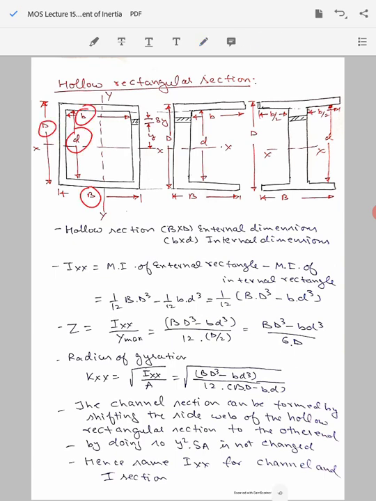Right now we are focusing only on this particular figure, that is a hollow rectangular section, and later on we will talk about the remaining two figures, which are C and I shaped sections. For this hollow section, as I told you, the B cross D are the external dimension and small b cross small d is the internal dimension of this figure. The moment of inertia of this hollow rectangular section can be calculated using the third proposition, that is the moment of inertia of the composite figure.